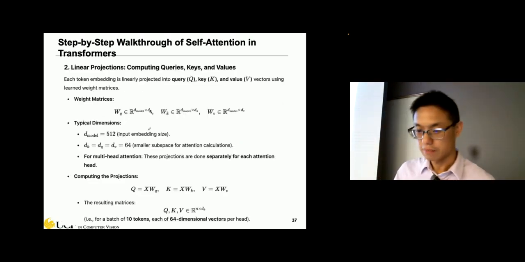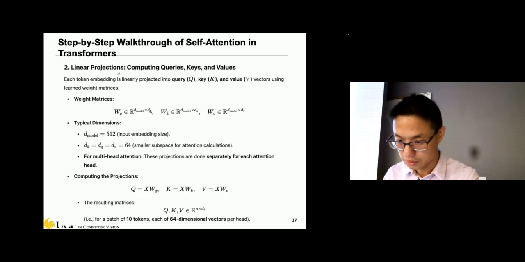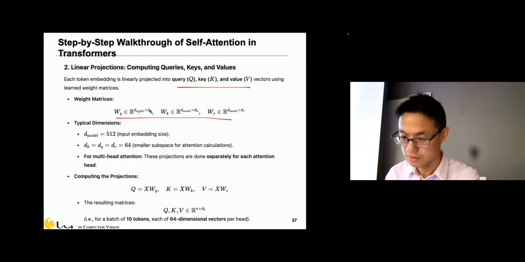Okay, so the first step is we do this linear projection, computing the query, key, and values, these 3 matrices. Each has the dimensions specified: d_model times d_q, d_model times d_k, d_model times d_v. Can you guys see this number? Okay, for simplicity, they define all these d_k, d_q, d_v to be the same.